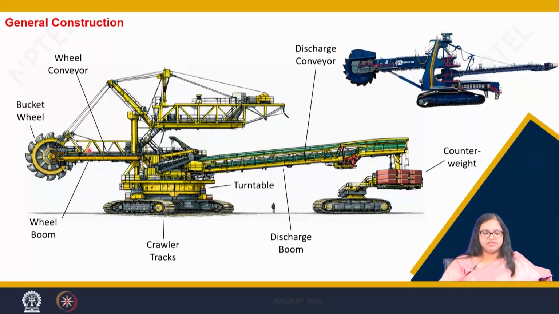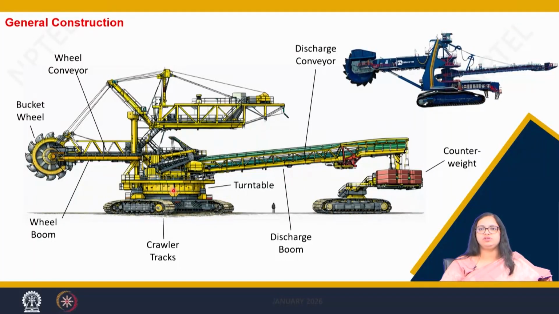Now this material comes to the central part, which we call the turntable or the superstructure. This superstructure and turntable house all the operating components. The operator cabin is there, the diesel engine or the powerhouse, if it is electrically controlled, and all the auxiliary components for running these huge machines are housed on this superstructure.